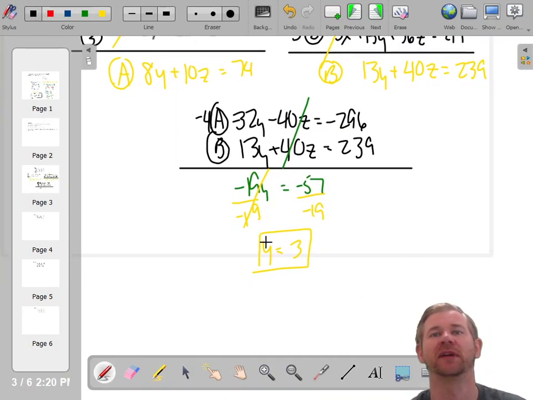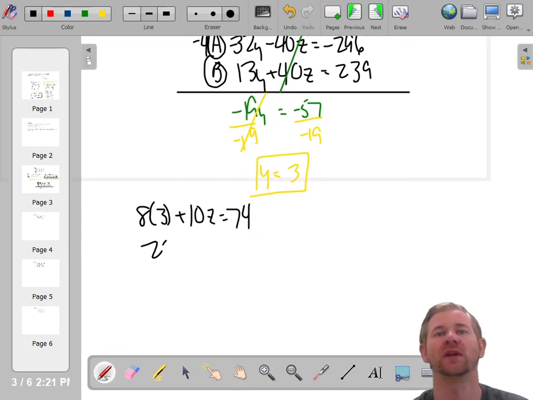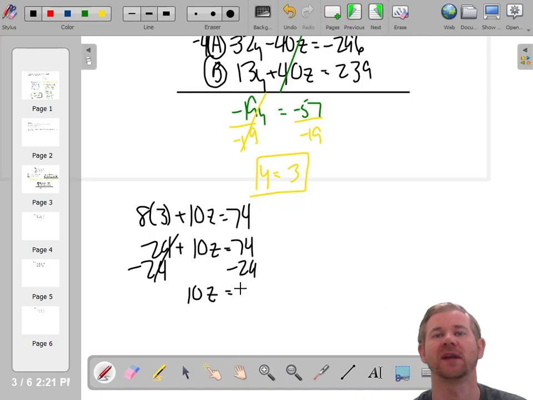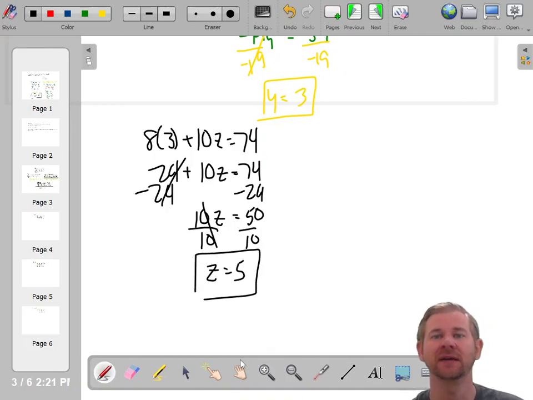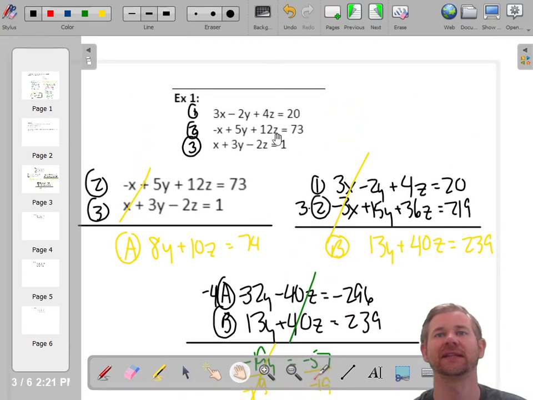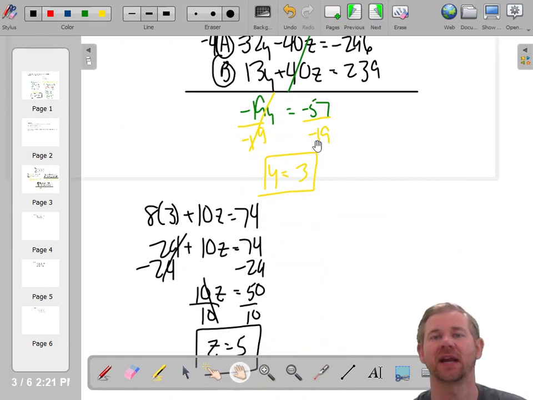So now I'm plugging this in to line A. So 8 times 3 plus 10 times z equals 74. 24 plus 10z equals 74. Subtract 24 on both sides. 10z, 74 minus 24 is 50. And divide by 10, and you get z equals 5. Okay, I have two of them now. Now I can go back all the way to the top. I have z and I have y.